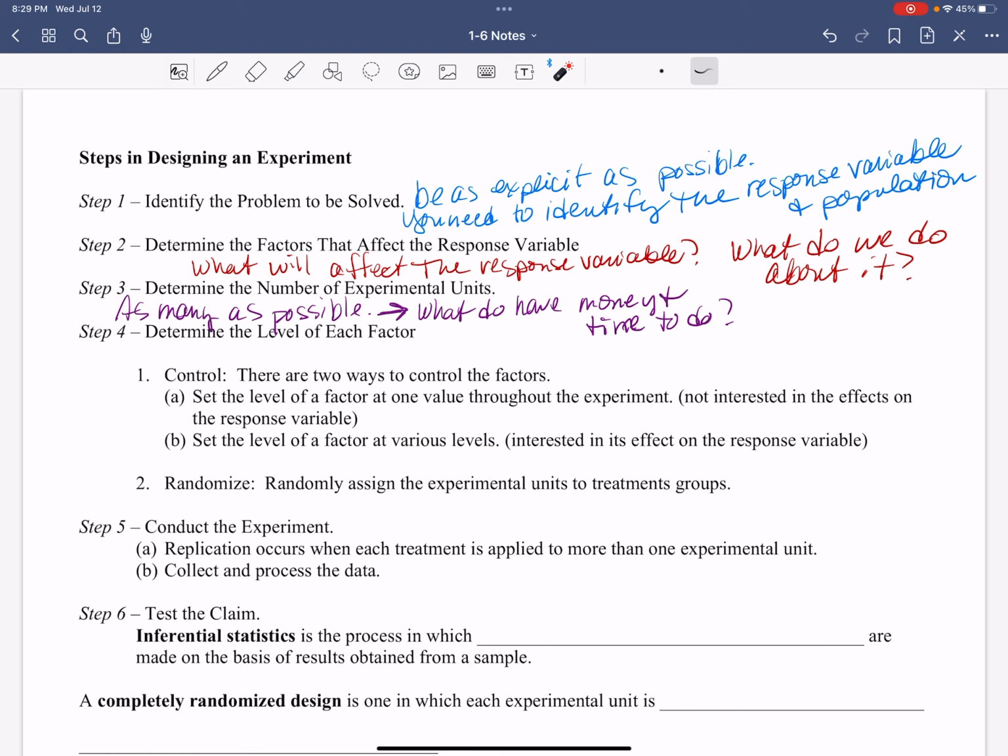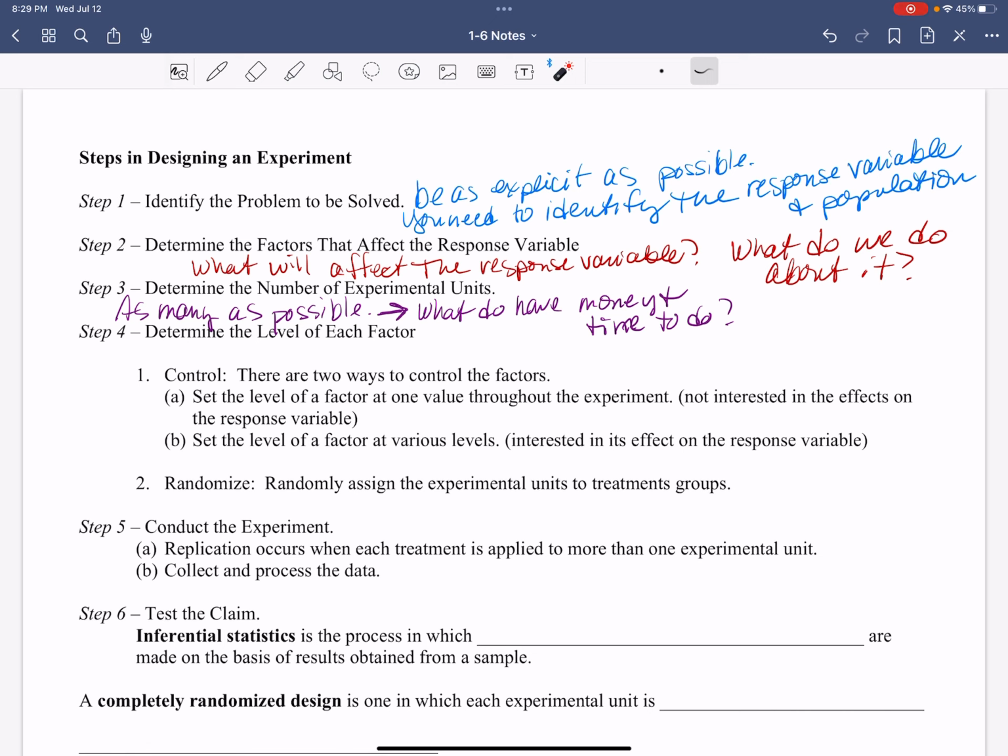So do I need a control group and another group so that I can see the difference between the two? Am I just doing an experiment on one group, right? That's what you want to determine. I'm just checking out this one group. I just need the information based on one thing, okay? Do I want to see the effects? Then I have multiple various levels. That all makes an impact.